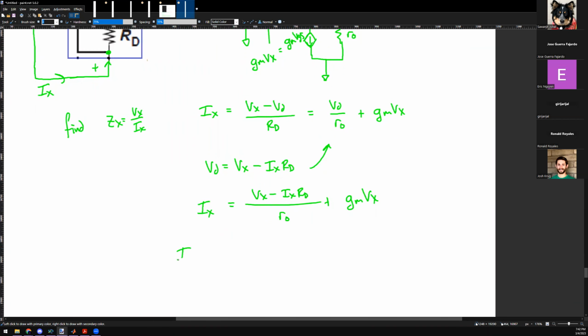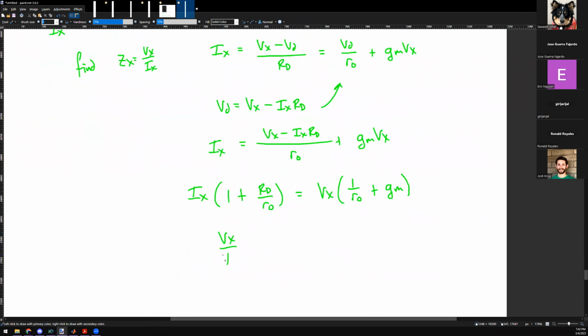Okay, so then I bring Ix over and I factor. I have 1 plus RD over R naught, which is equal to Vx, and then this factor is 1 over RO plus GM. Vx over Ix, therefore, is equal to 1 plus RD over RO, divided by 1 over RO plus GM.